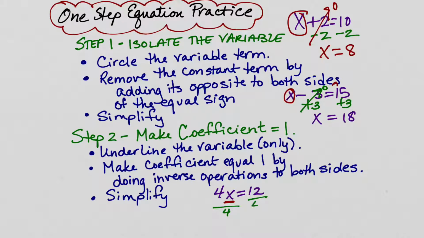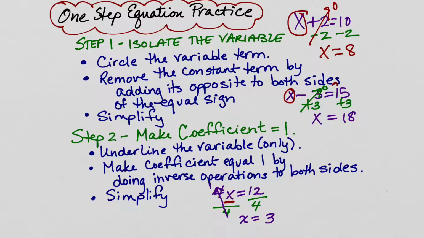If I divide both sides by 4, then what will happen is the 4 divided by 4 will simplify to 1, because anything divided by itself is 1. And when I simplify this expression, I will get x equals 3.